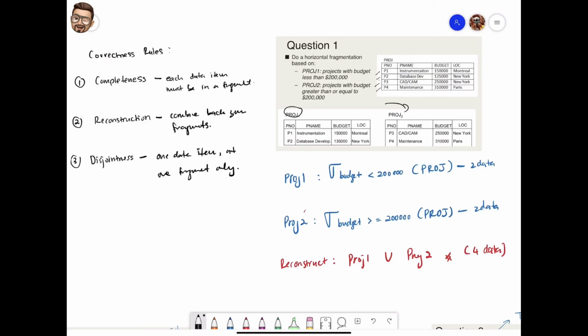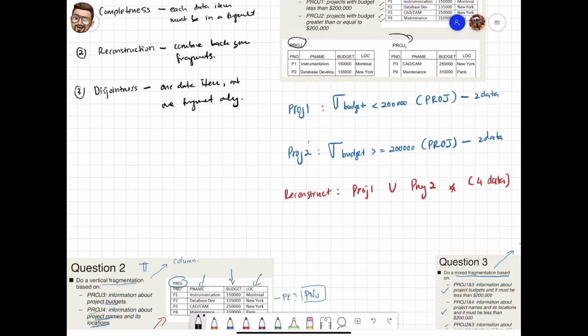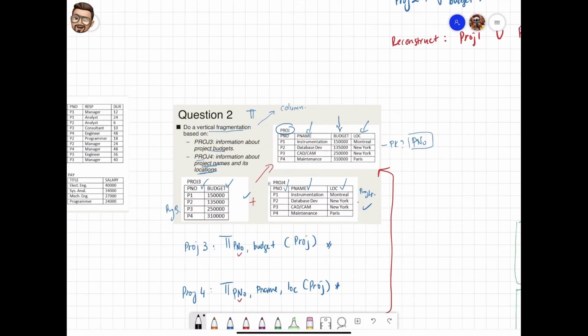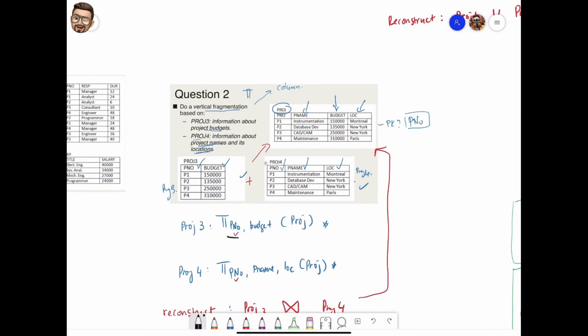This one is not applied to the primary key. Okay, remember in our question number 2 here, the primary key can be in both fragments. That's okay. Okay, that's the rule for vertical fragmentation. However, the data other than the primary key cannot be in another fragment. Take a look, budget is only at project 3. Project name and location are not primary key. They can only be at project number 4. Okay, so the data item cannot appear in another data fragment.